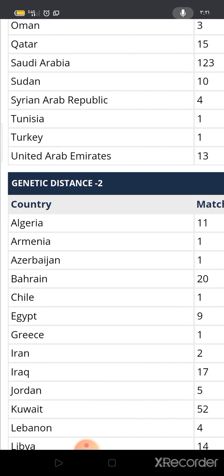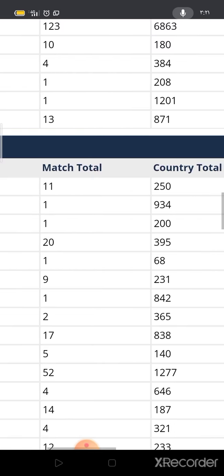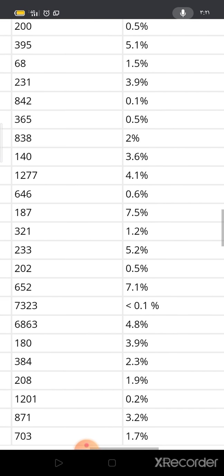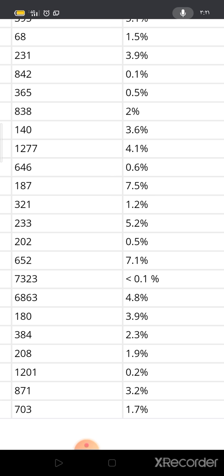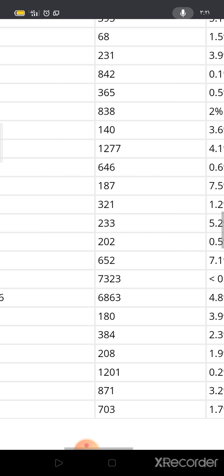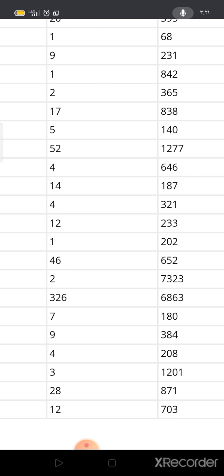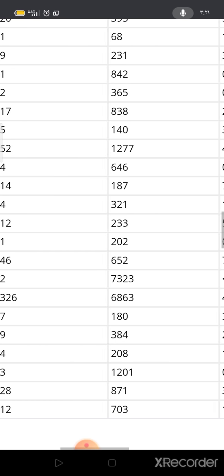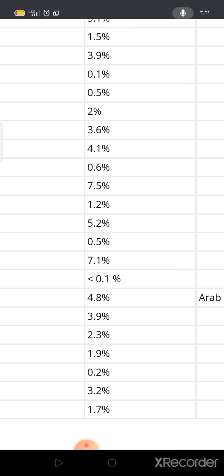In 25 markers, genetic distance 2, I can check the percentages first. I have 4.8% of matches from 6,863 people who did the test. I have 326 matches from Saudi Arabia. So the percentage is huge here.